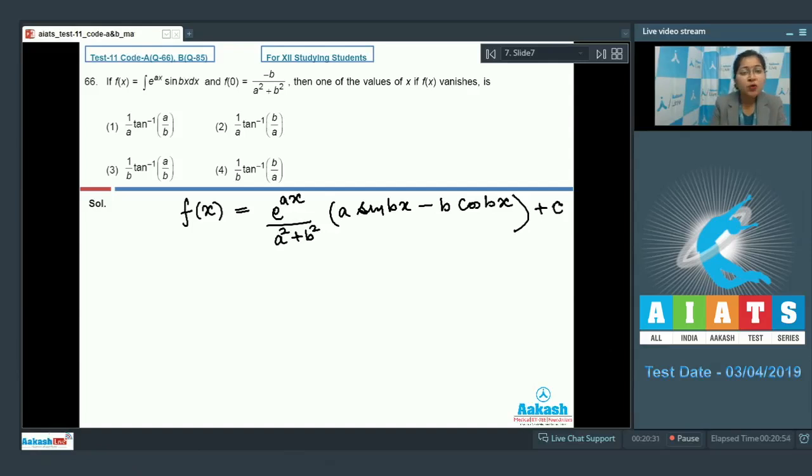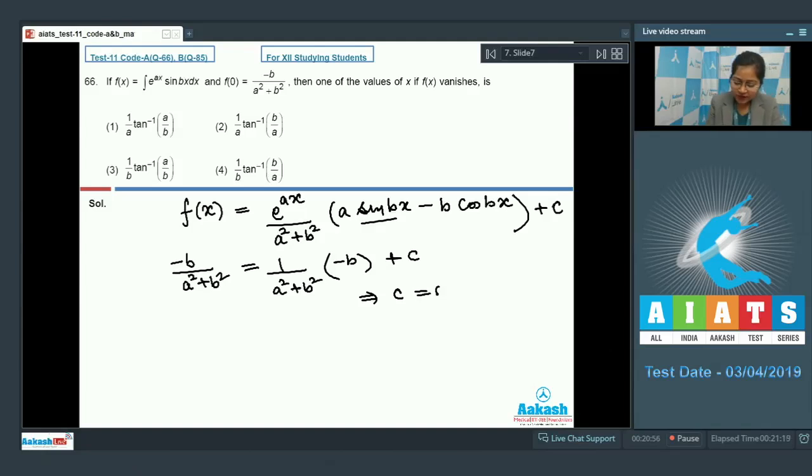Now f(0) has been given, that is I have to put x equal to 0. So at x equal to 0, f(0) is equal to minus b upon a square plus b square, and this will be equal to e raised to the power 0, that is 1, upon a square plus b square into, here it will be 0 and here it will be minus b, plus constant. That is, the value of the constant is equal to 0, right?